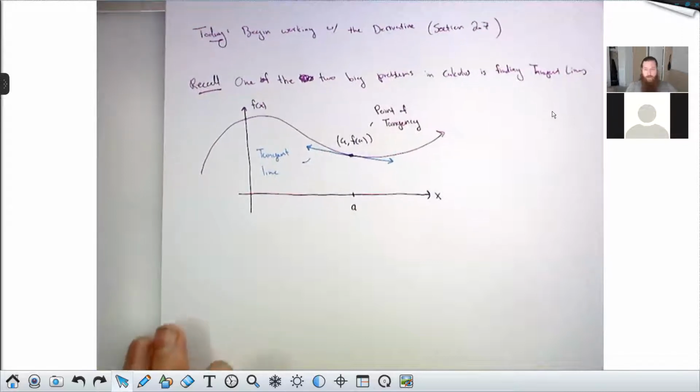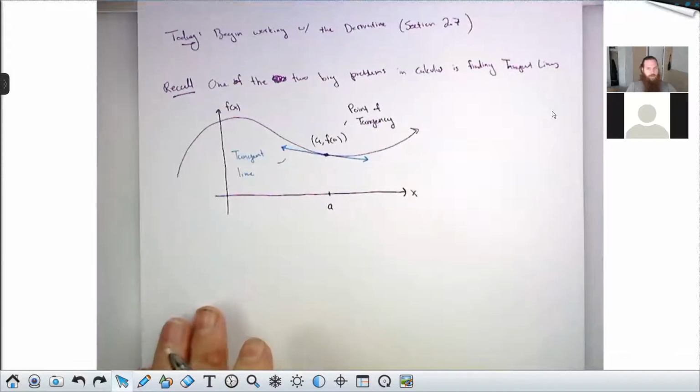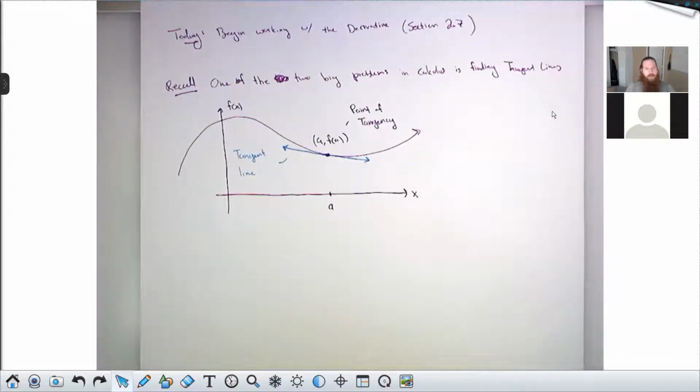So today I'm going to teach you how to find tangent lines. Teach you the very, very basic fundamental tool for finding tangent lines, for solving the tangent line problem, which is a really big deal.